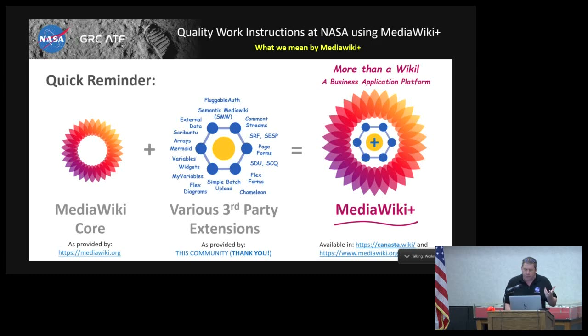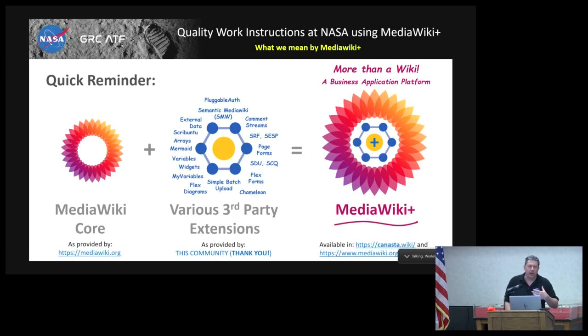When I talk about MediaWiki Plus, if you guys have ever heard me give a talk before, this is my mantra: MediaWiki Core is wiki software par excellence. And the community, all of us and so many others, build, develop, and maintain these third-party extensions that allow MediaWiki Core to do hundreds of other things that it was not originally designed to do. And when you think of MediaWiki, the plus is the plus of all the third-party extensions.